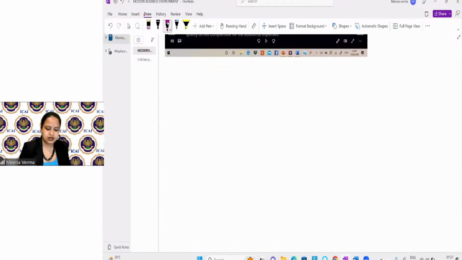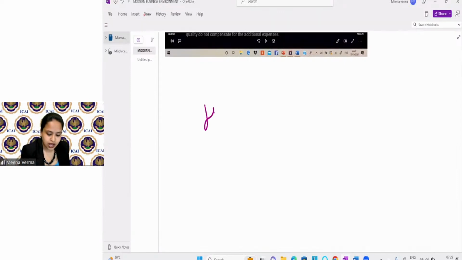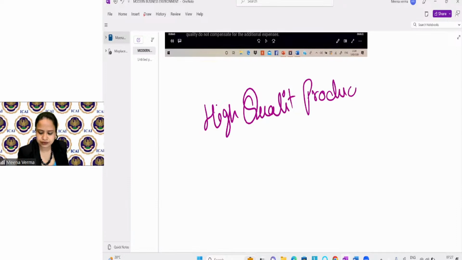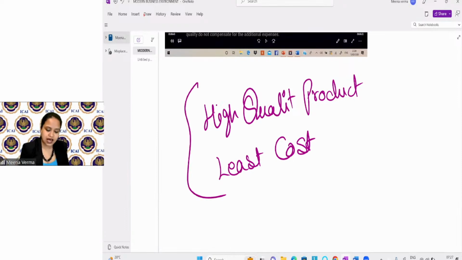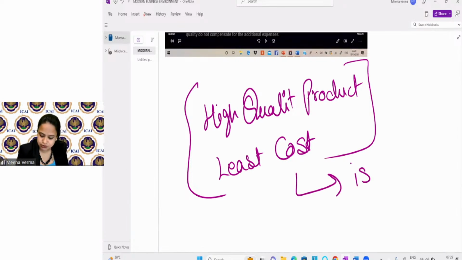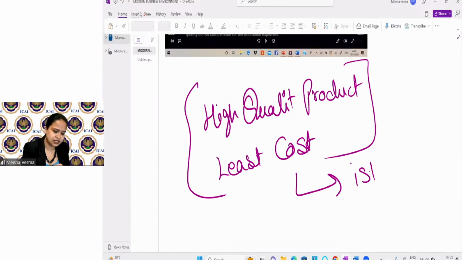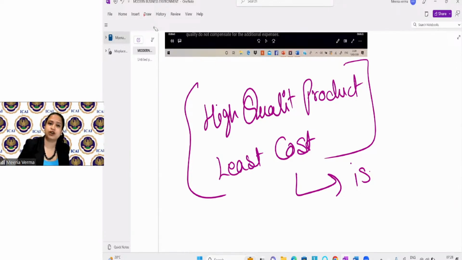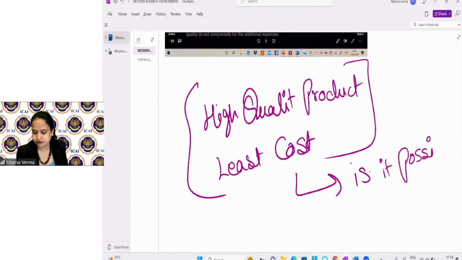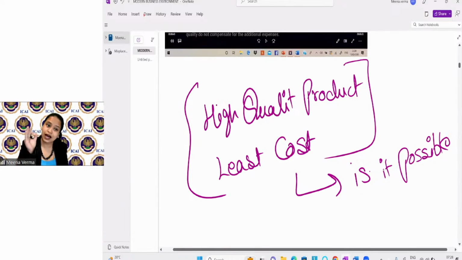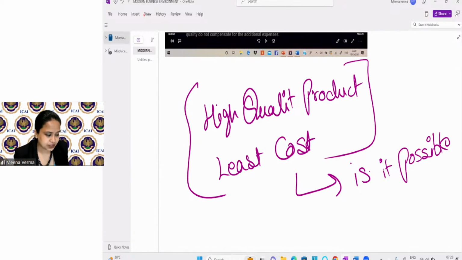Let me give you an example: what if I give you a high quality product at the least cost? Wow. If this happens, you're getting the highest quality product at the least cost. Is it possible? What do you think? Write in comment. Is it possible that we can produce the high quality product at the least cost? Tell me, write in comment.